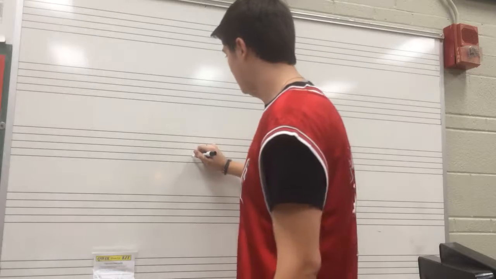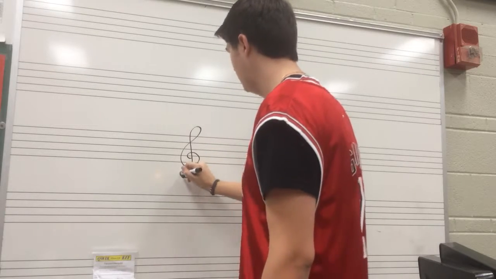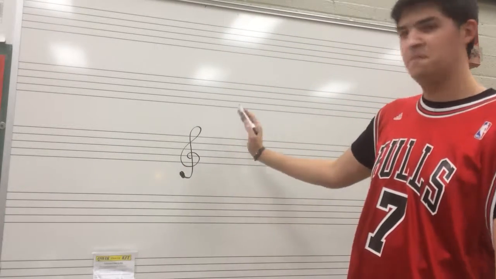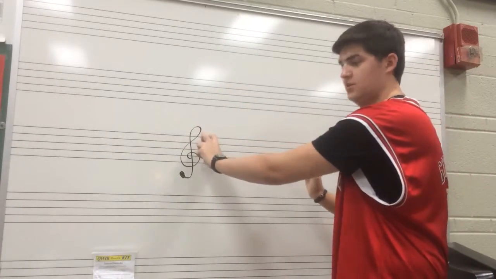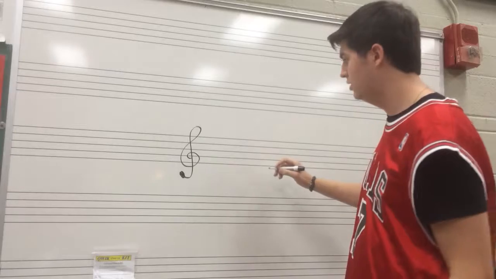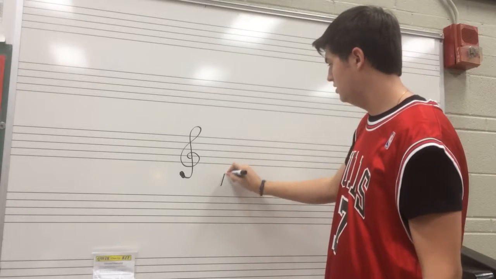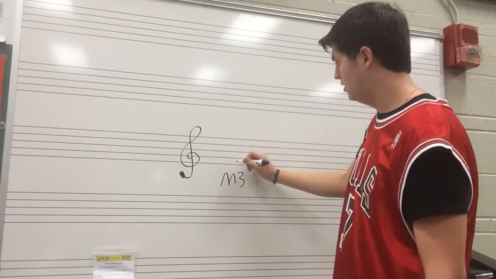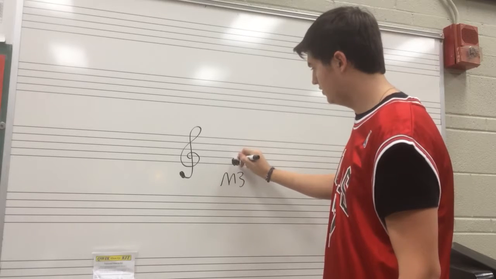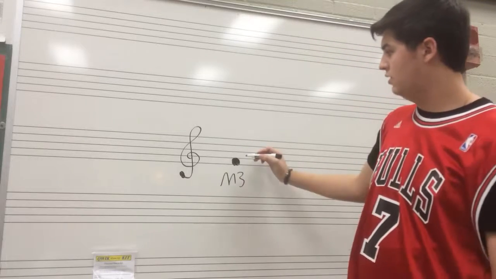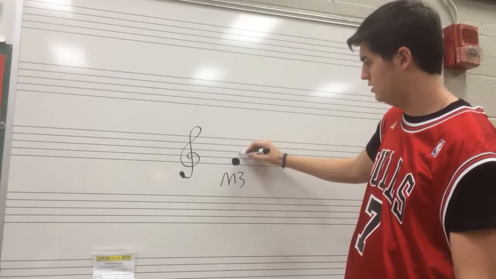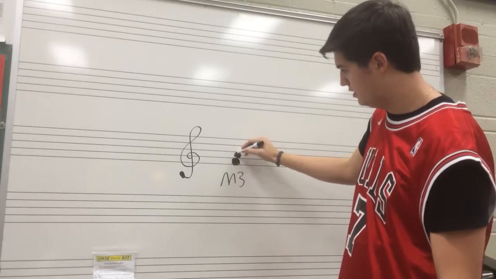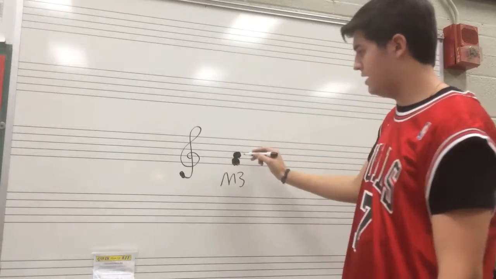So let's say you've got the key of C. You're in the key of C. So don't worry about anything here because it's all natural. So let's say we need a major third and the bottom note is an F. So if you take the F, then you've got 1, 2, 3. So then you move up to an A as your top note.